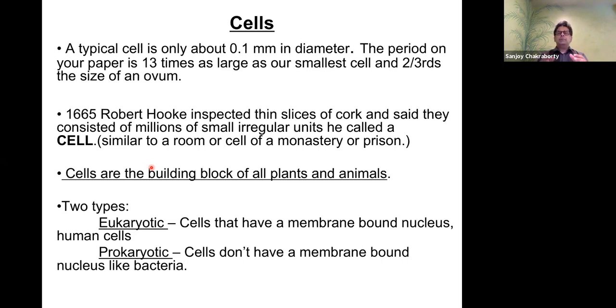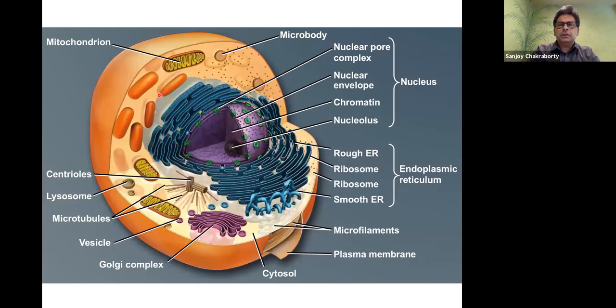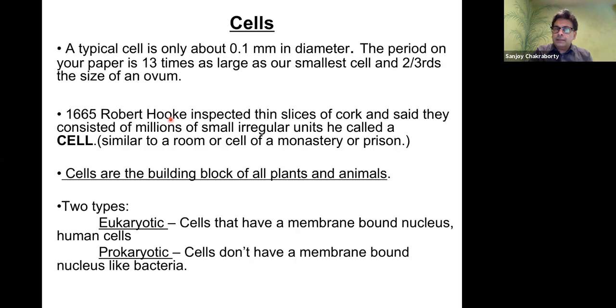So eukaryotic means the cell has a nucleus which is membrane bound. That means the nucleus itself has its own membrane. This is the picture. So the nucleus has its own membrane. That's a nuclear membrane. They also have other membrane-bound organelles. That is eukaryotes. Prokaryotic cells do not have a membrane-bound nucleus, and they also do not have any other membrane-bound organelles.